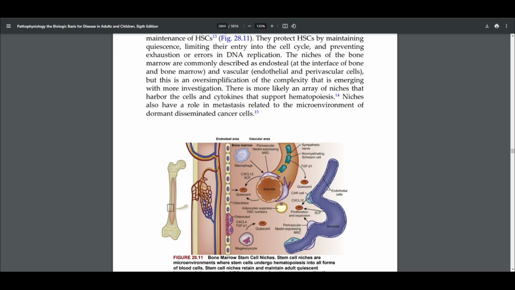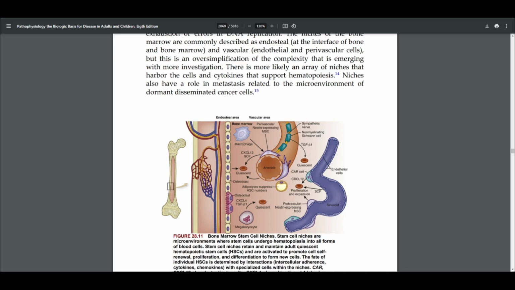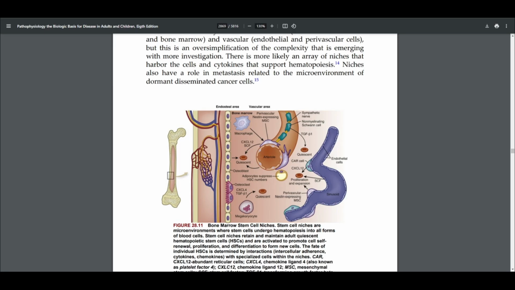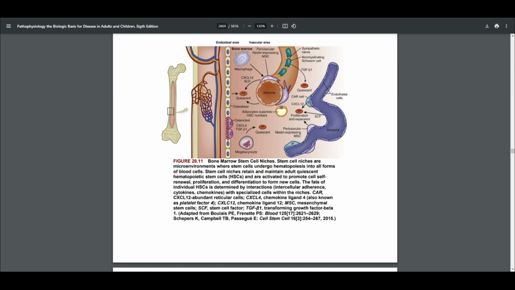There is more likely an array of niches that harbor the cells and cytokines that support hematopoiesis. Niches also have a role in metastasis related to the microenvironment of dormant disseminated cancer cells. So here you're looking at bone marrow stem cell niches.